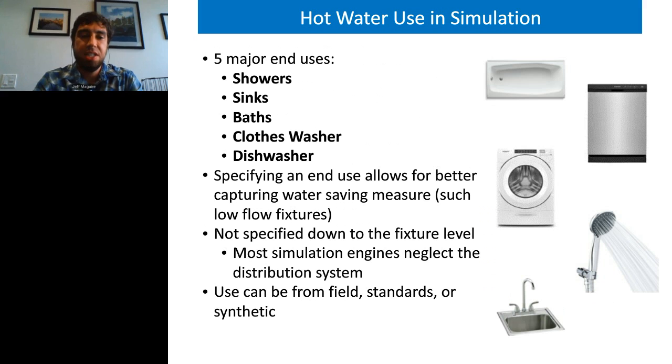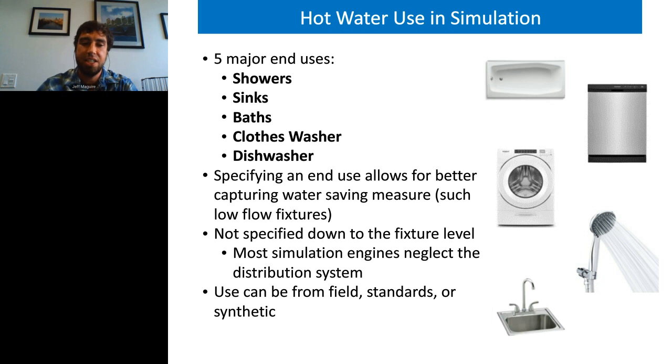A little bit more about hot water use in simulation. So when we do simulate hot water use, we generally do consider the end use. So the 5 major end uses would be showers, sinks, baths, clothes washers, and dishwashers. And so we specify an end use to allow for better capture of water saving measures. So if you install low flow shower heads, then you only affect the shower draws. Generally, we don't specify it all the way down to the fixture level. So what I mean is that we specify, yes, this is a sink draw, but we don't say it's the master bath sink or sink 2 or the kitchen sink.